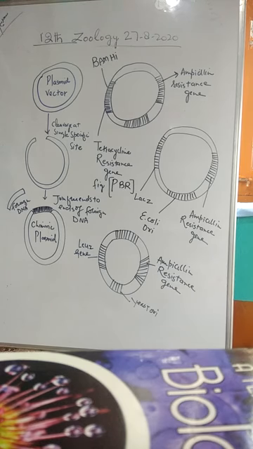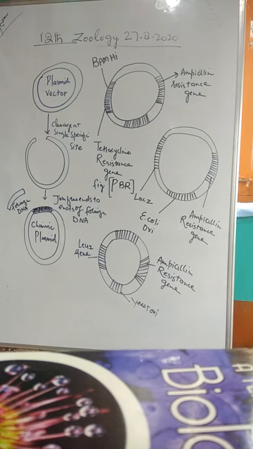YAC vectors, yeast artificial chromosome. These are being used as vectors to clone DNA fragments of more than 2500 MB in size. BAC vectors, bacterial artificial chromosome. These are used as vectors which are based on the natural extrachromosomal plasmid of E. coli, the fertility or F plasmid.